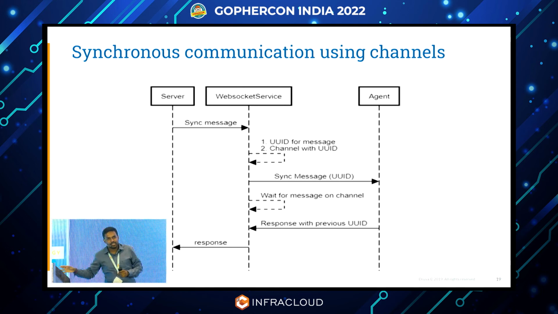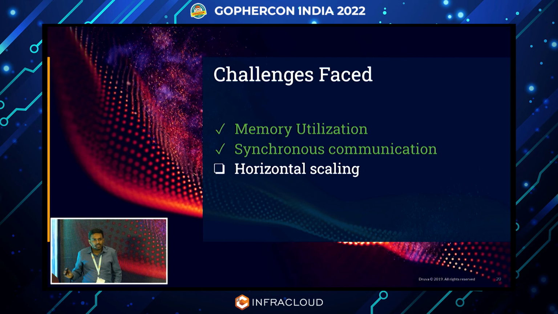The client receives the message, it takes its own time to process that message, and it writes the response. The client, while writing the response, writes the same UUID which we sent earlier. And when that message is read at the WebSocket server service level, it checks if a channel exists with that UUID, and if it does, it writes to that channel. The earlier request, which was waiting on that channel, now receives the response message, and the response is sent back to the server. So in this way, we synchronized a synchronous communication just by using channels and no third-party library. Cool. Let's move ahead. Synchronization solved.